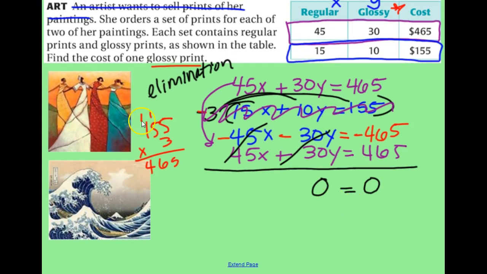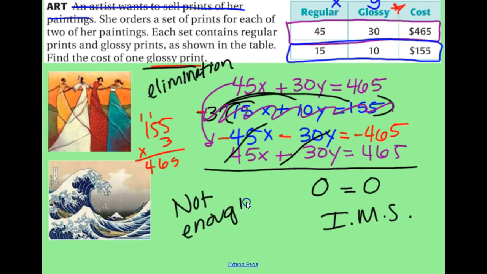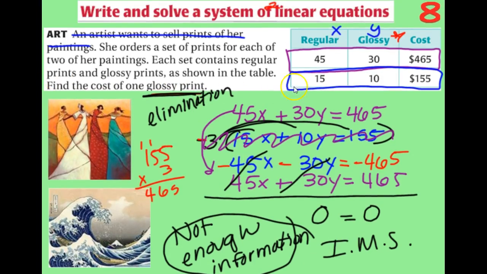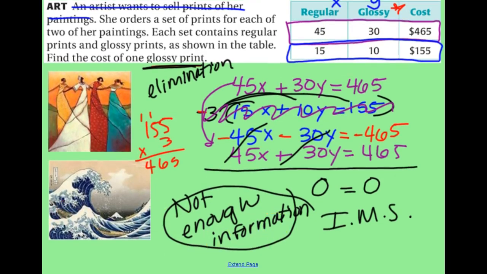So can we figure out the cost? X's and Y's eliminated. So in this case, this is really infinitely many solutions. So there is not enough information. We cannot figure out the cost because they both eliminated. They gave us just multiples of the same set of information, so we can't figure it out. We could guess, but your answer would be that there's not enough information to solve.